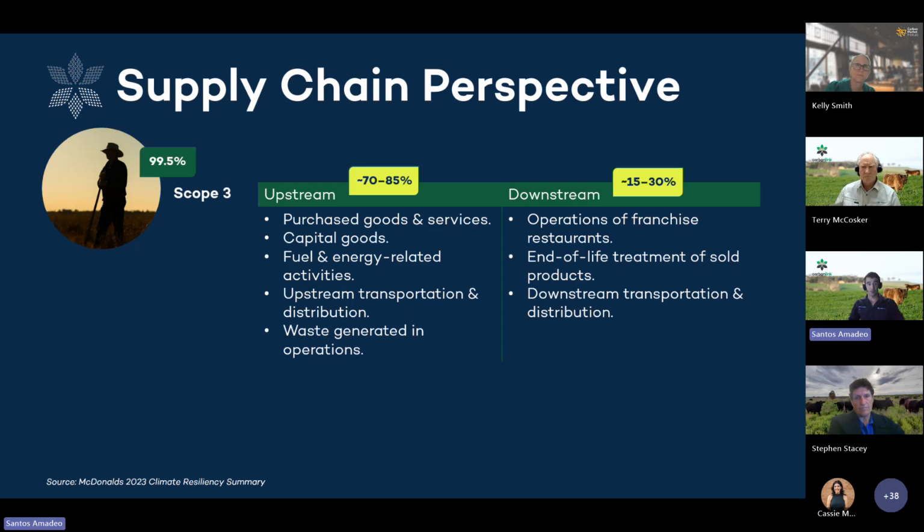On the downstream side of things, operations are franchised. Obviously, that's a big reason why they also have a 99.5% on their scope 3 rather than, say, their scope 1. If they owned all of those restaurants, they would fall under scope 1, but because they're franchised, they're downstream and they're referred to as scope 3 in this case.